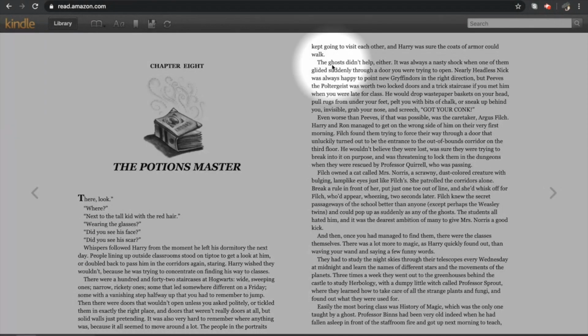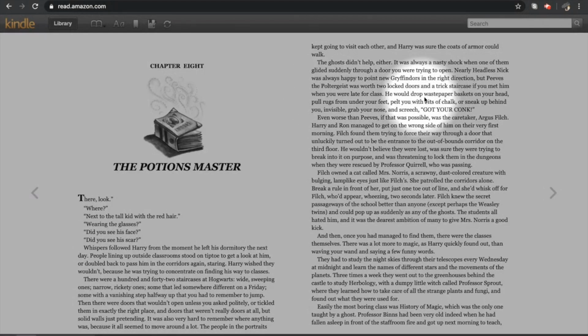The people in the portraits kept going to visit each other, and Harry was sure the coats of armor would walk. The ghosts didn't help either. It was always a nasty shock when one of them glided suddenly through a door you were trying to open. Nearly Headless Nick was always happy to point new Gryffindors in the right direction, but Peeves, the poltergeist, was worth two locked doors and a trick staircase if you met him.